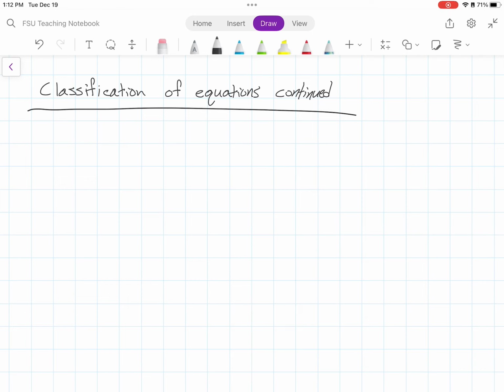Welcome back to classification of equations. We're continuing in chapter 3 of the textbook. We're going to be picking up where we left off, section 3.5. So we were just talking about classifying equations as either differential or algebraic.